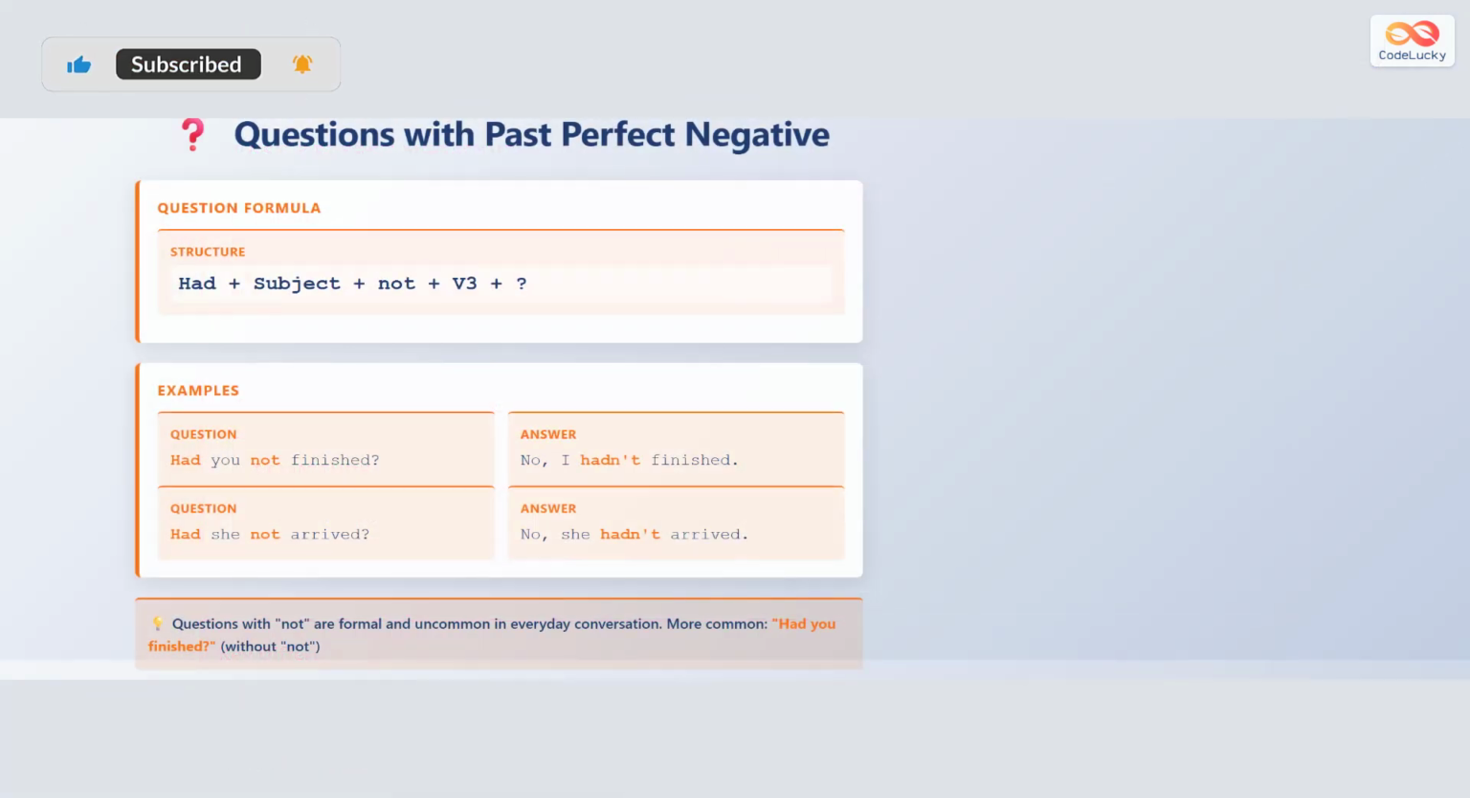To ask questions in past perfect negative, we put had at the beginning, followed by the subject, then not, and finally the past participle. For example, had you not finished? Or had she not arrived? These questions are formal and not very common in everyday conversation. The answer to such a question would be no, I hadn't finished, or no, she hadn't arrived. In real life, we more often ask the positive form without not, like had you finished, instead.